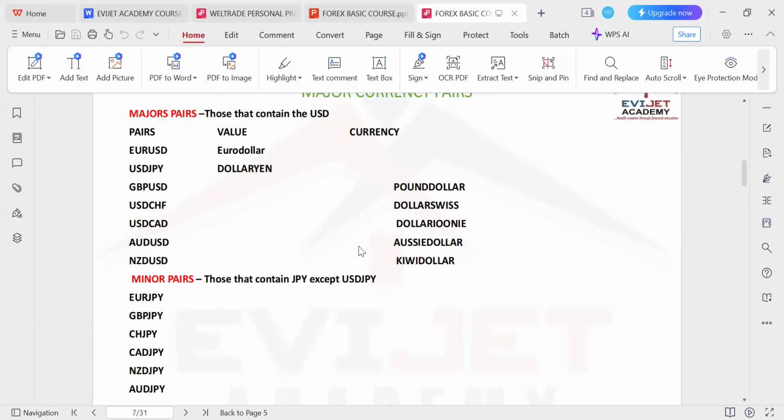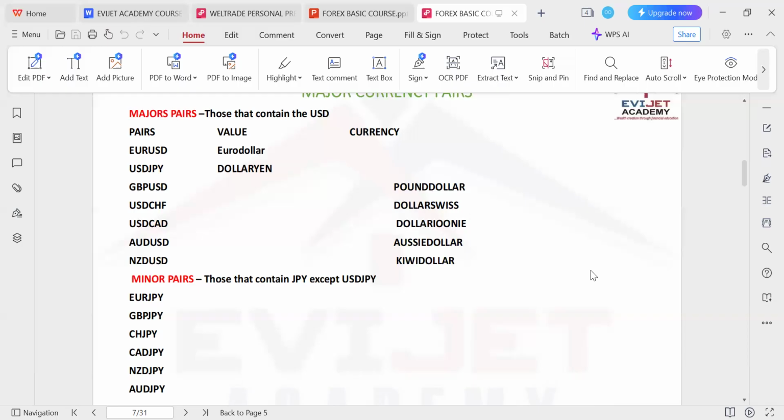And each of these currencies actually has a nickname, okay? Although all these nicknames are just for formalities, I don't really look at them, but you want to know them. The Euro USD is called the Euro dollar. USD JPY is dollar yen. GBP USD is called the pound dollar. Then USD CHF is dollar Swiss, USD CAD is dollar Loonie, AUD USD is Aussie dollar, NZD USD is Kiwi dollar.